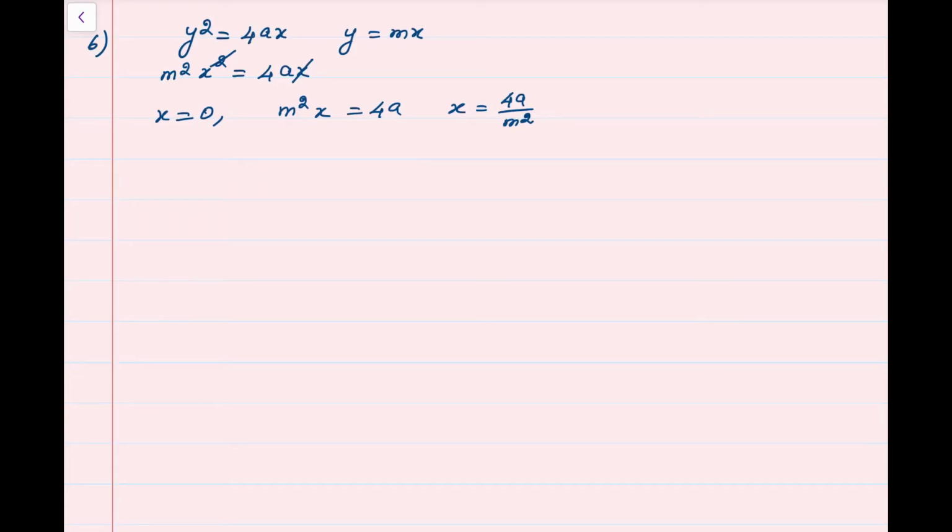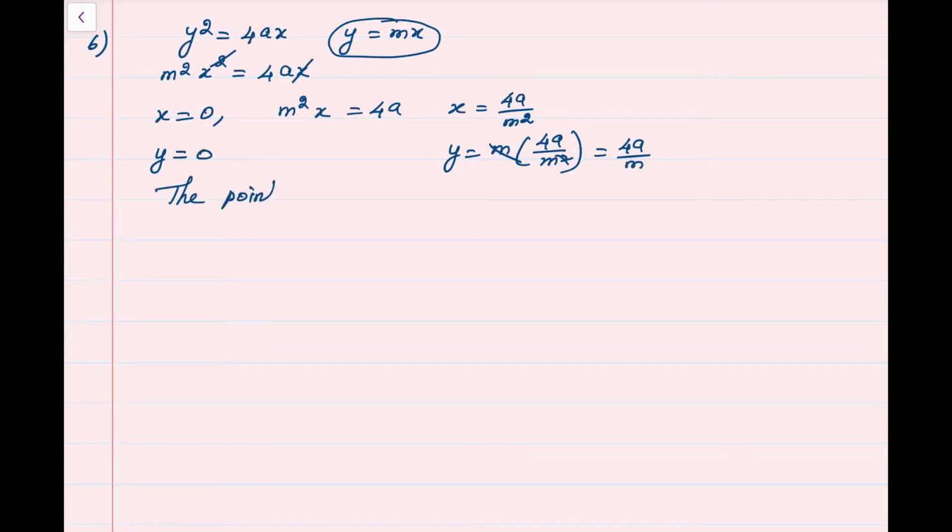If x is 0, y is mx, which is 0. Use this linear function to find y value. If x is 4a by m square, y will be m times 4a divided by m square, which is 4a over m. Therefore, the points of intersection are (0, 0) and (4a divided by m square, 4a divided by m).